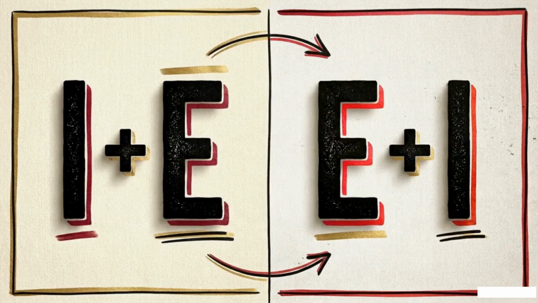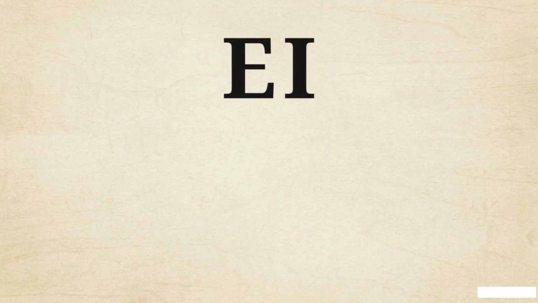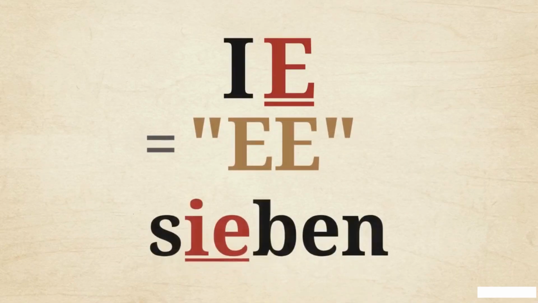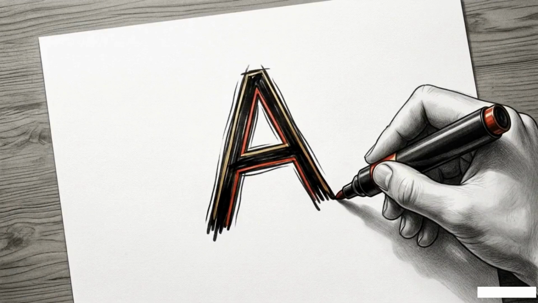Next, we need to sort out the vowel pairs I and E. When they appear together, there is one simple rule to follow. When these 2 vowels are paired, the second letter in the sequence determines the sound. E followed by I makes an I sound, as in mine. I followed by E makes an E sound, as in sieben. Take that piece of paper and write your first name in large, clear letters.